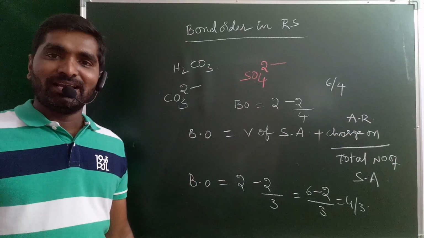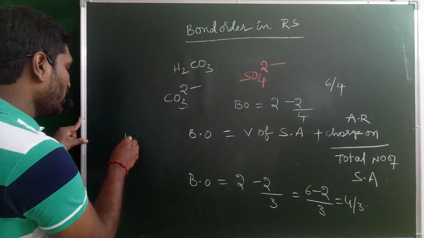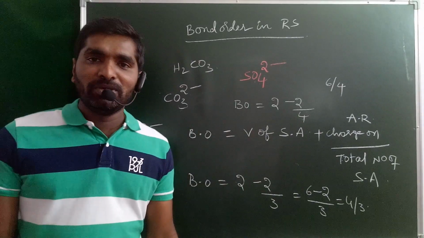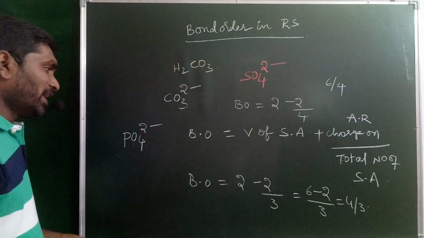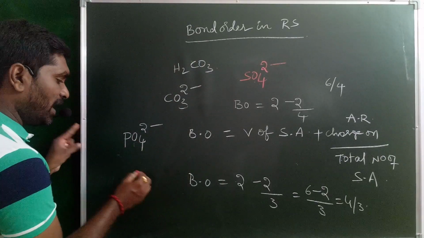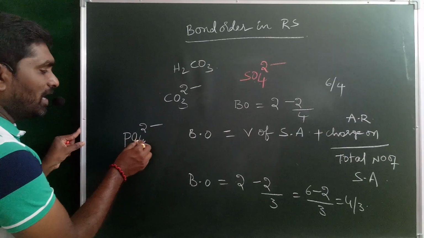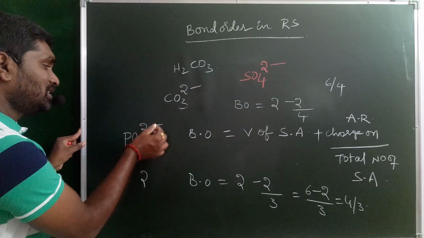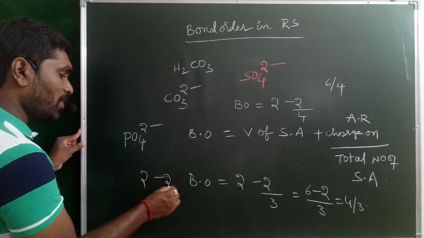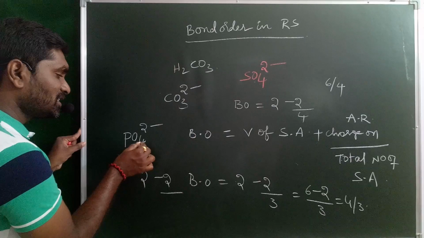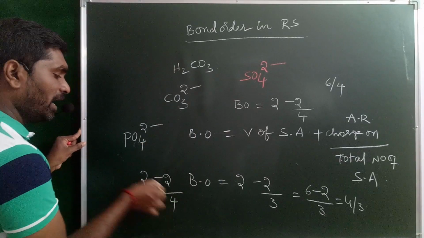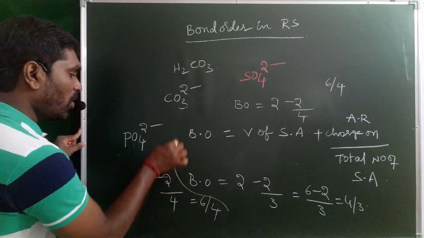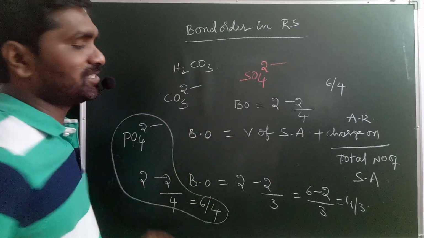Next one, guys. What about the bond order in PO4 2 minus? Next example, PO4 2 minus. Look at this one: oxygen is bivalent, so the valency of the surrounding atom is 2. The charge on the acid radical is -2, divided by the total number of surrounding atoms, which is 4. Again 8 minus 2 by 4, so 6 by 4 is the bond order in phosphate, PO4 2 minus.